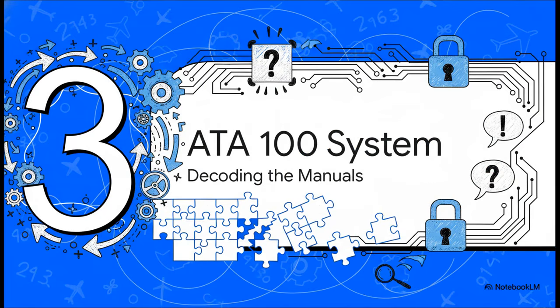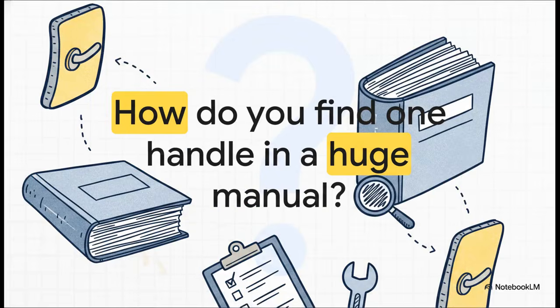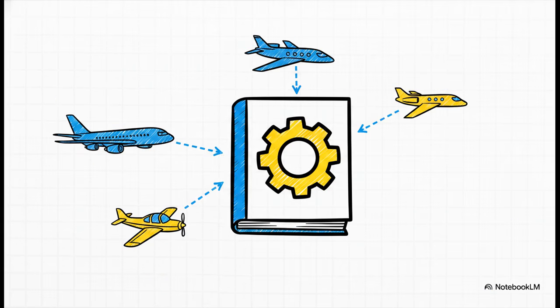All right, Section 3, decoding the ATA 100 system. Honestly, this is where things get really fun. We are not just looking at boring numbers here. This is a universal code every single mechanic has to crack. Imagine you're out there on the flight line, the clock is ticking, and you need to replace one specific passenger door handle. How in the world do you find the instructions for that single door handle in a maintenance manual that might be 10,000 pages long? You obviously can't just flip through it and hope to get lucky. You need a rock-solid system. And that system is the ATA 100 system.